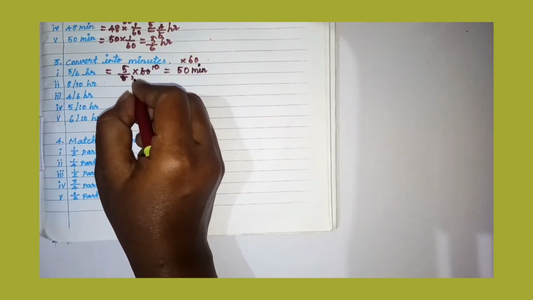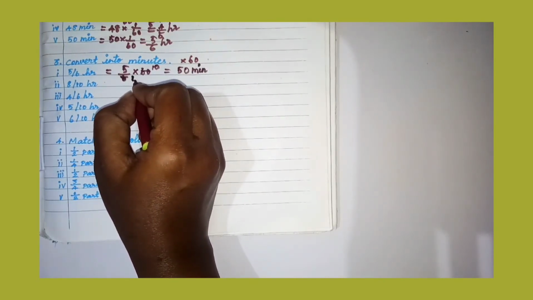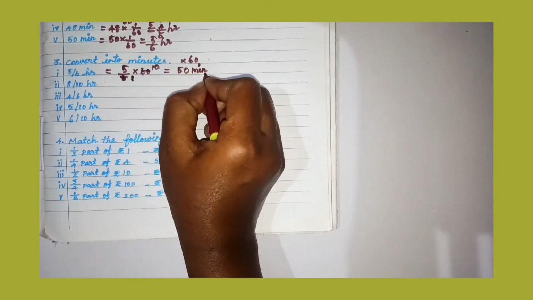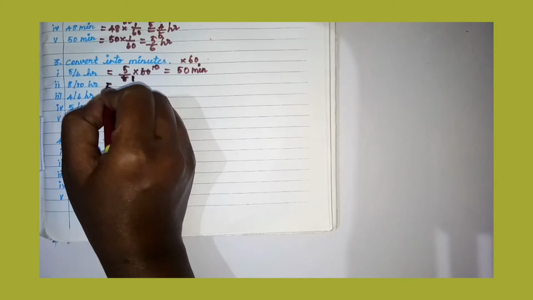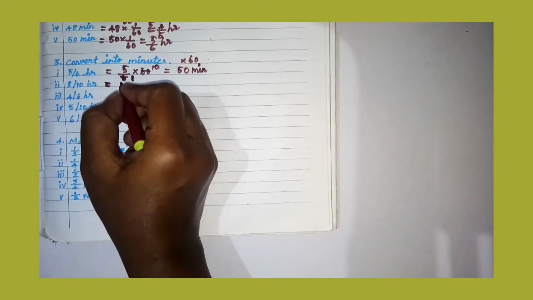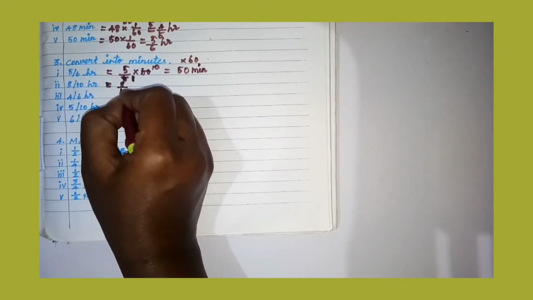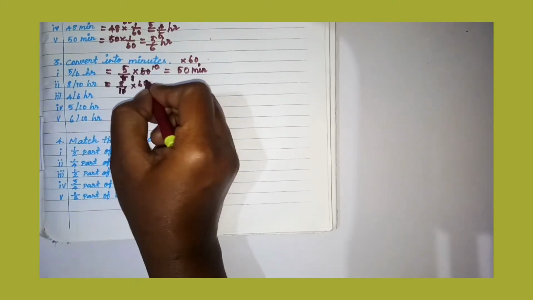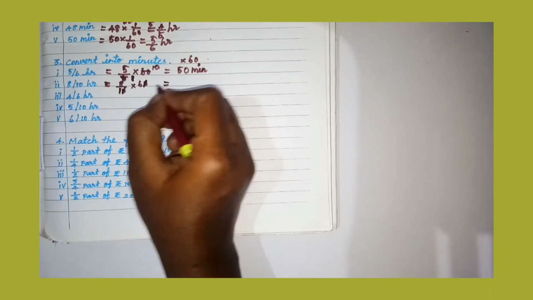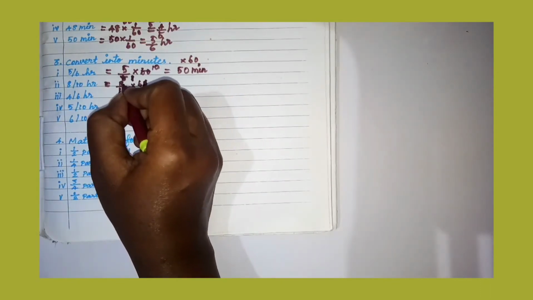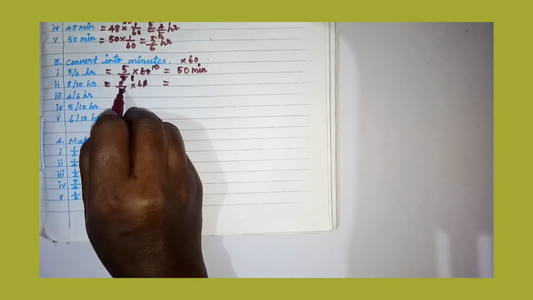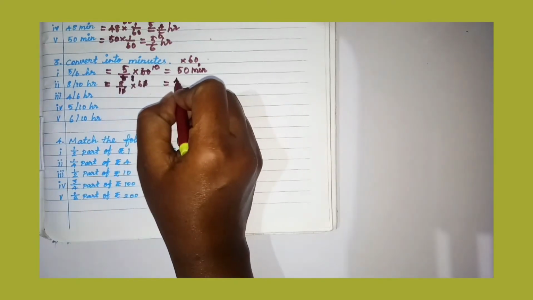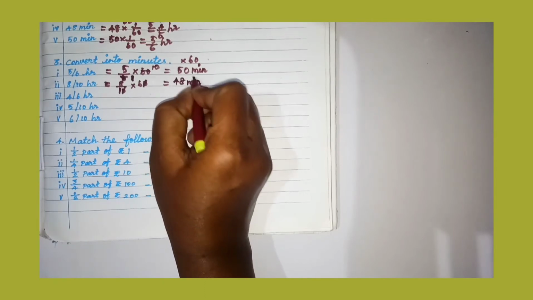The bottom one is 1. So we have to consider only the upper value. So 50 minutes is the answer. Next one, 8 by 10 hour. So 8 by 10 hour means 8 divided by 10 into 60. So 10 we have to cancel, only 1 is left at the bottom. So we have to multiply the upper value, 8 into 6. 8 6s are 48 minutes is the answer.